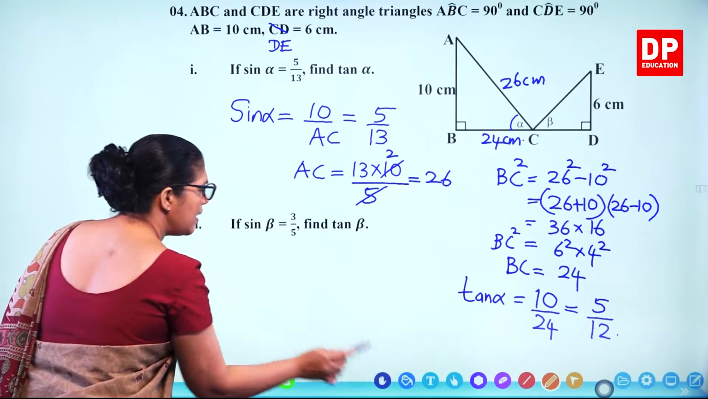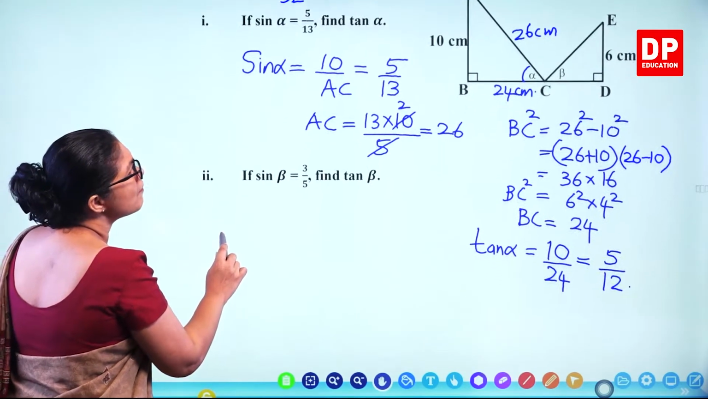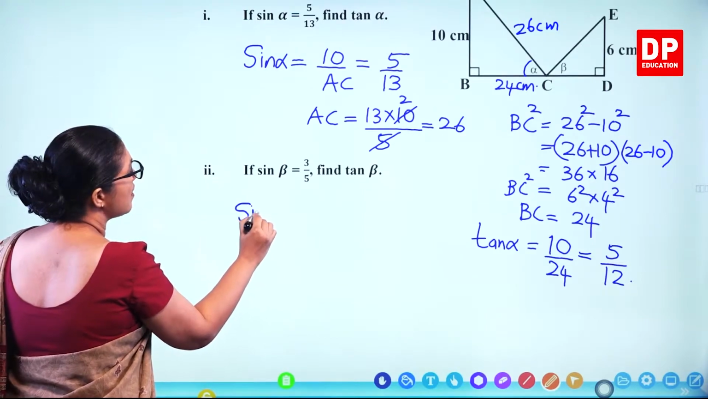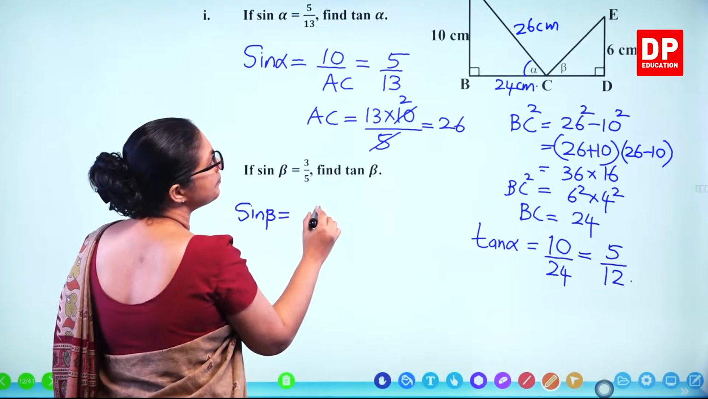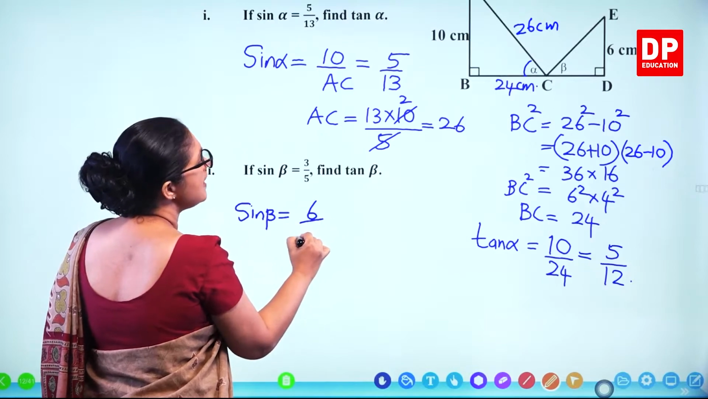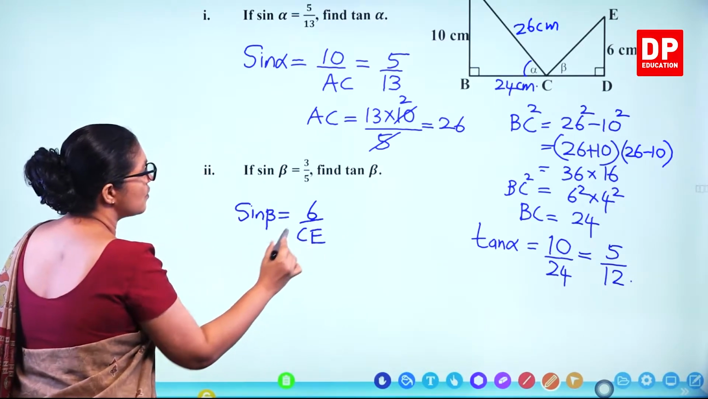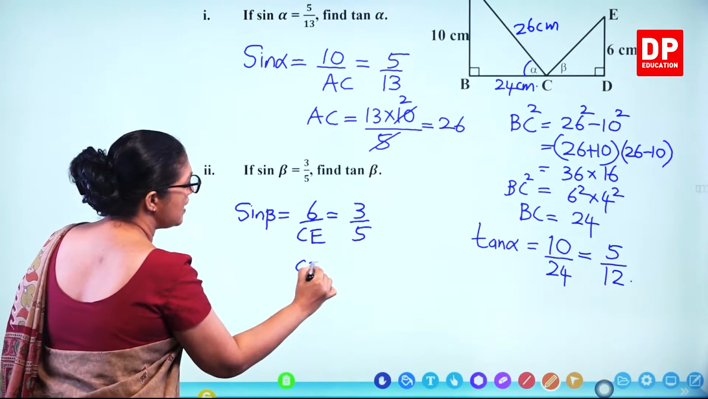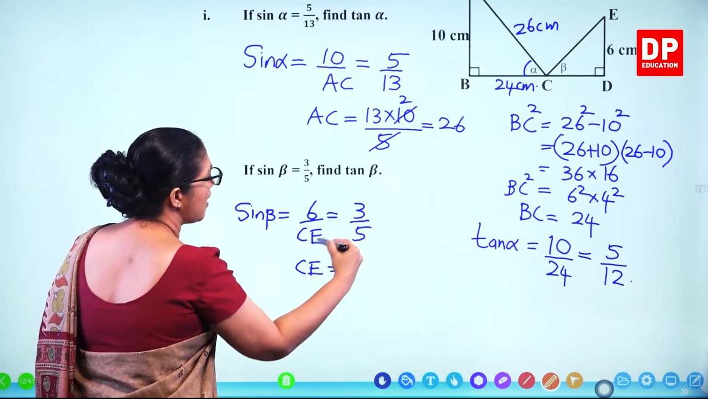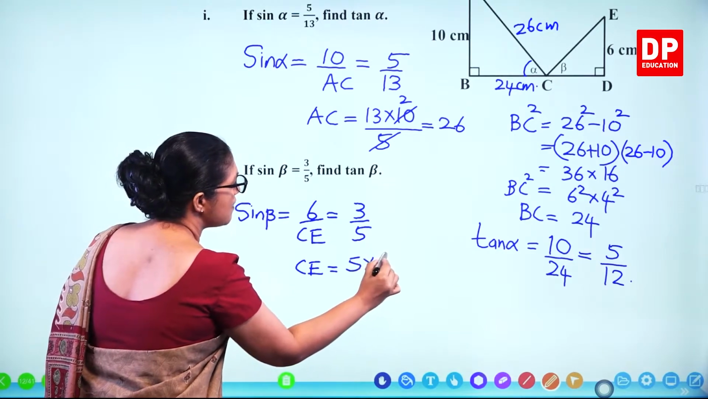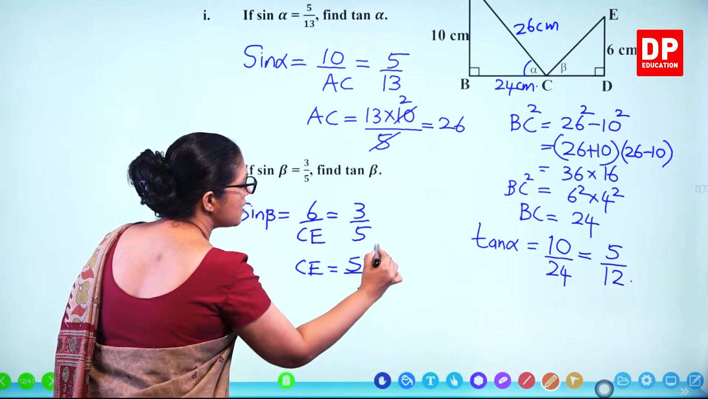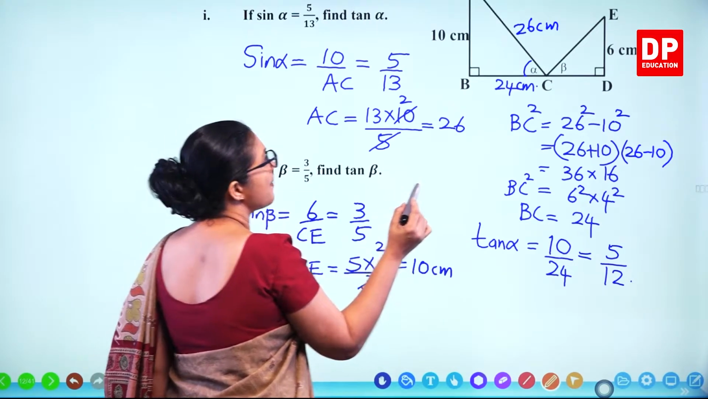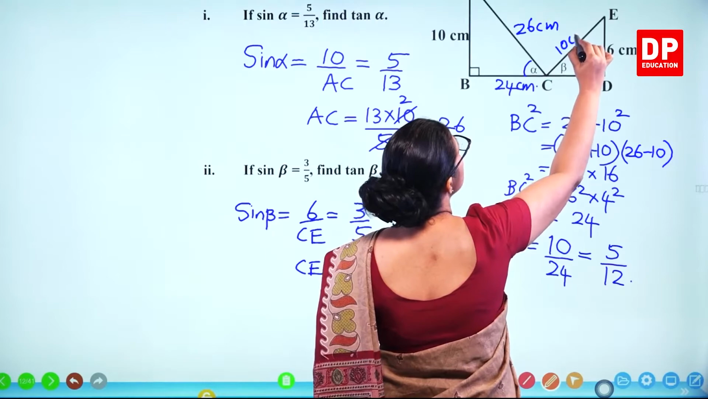So similarly, you can do the same thing for the other triangle. Sine beta according to the triangle is 6 over CE. Sine beta is 3 over 5, given. So what's CE then? CE becomes 5 times 6 divided by 3, which is 10 centimeters. This is CE, 10 centimeters.